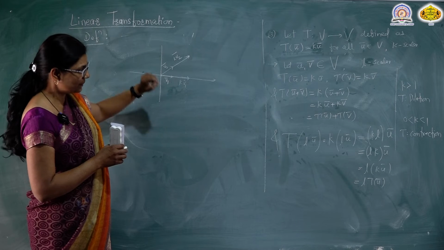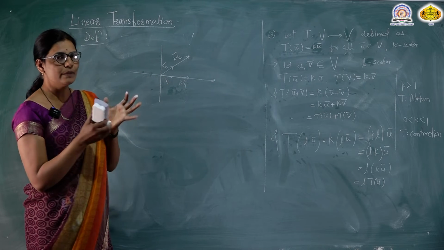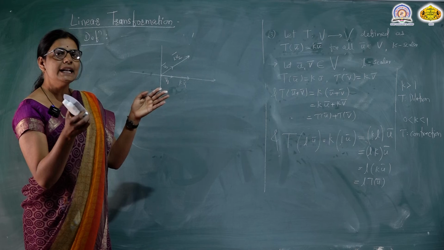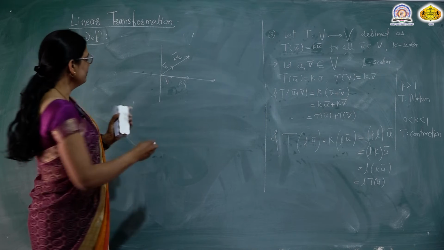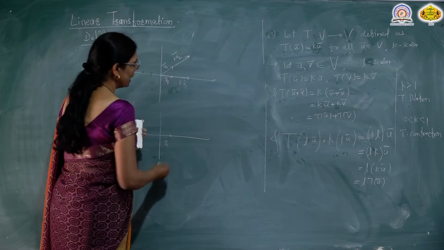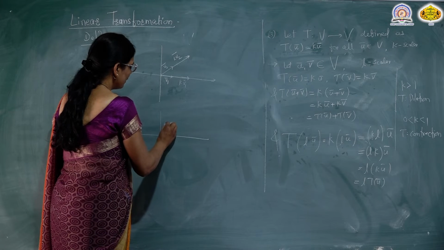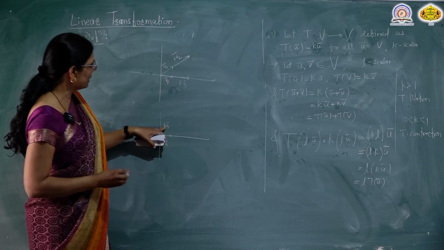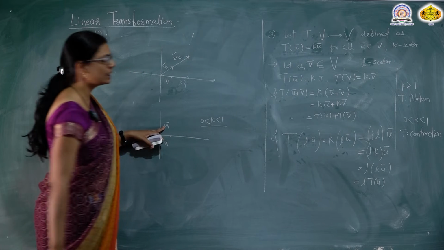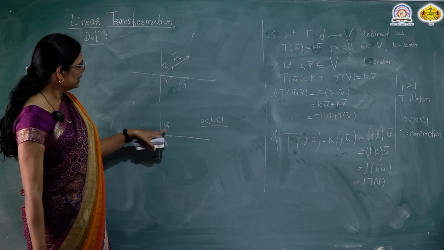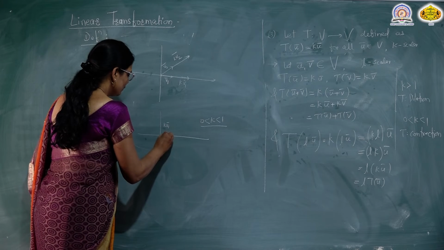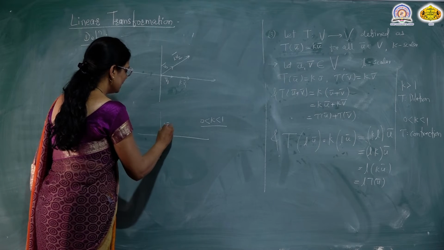In contraction, suppose we multiply a vector by a number which lies between 0 and 1, it compresses. So suppose this is our vector v1 bar, and now we have to calculate k times v1 bar where k lies between 0 and 1. So in this case it compresses. So this is the vector k v1.